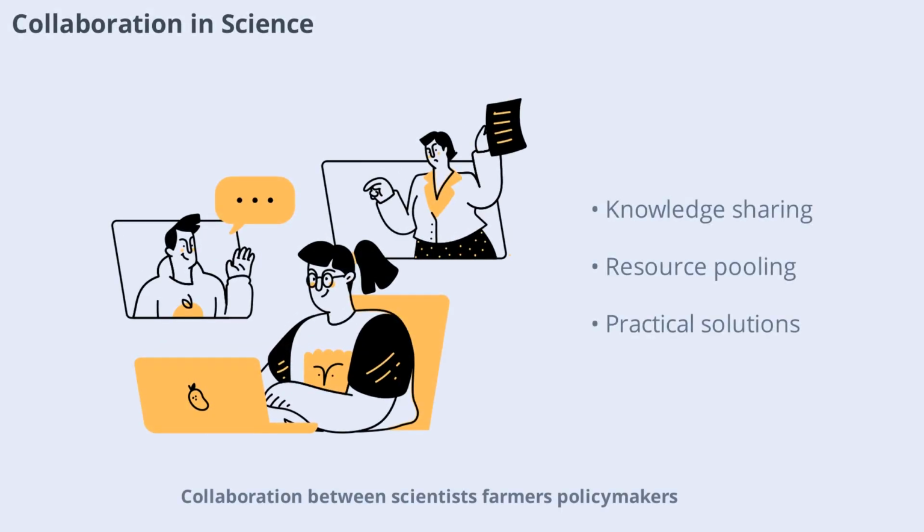Collaboration between scientists, farmers, policymakers, and industry is key to the success of plant genetic engineering. Sharing knowledge and resources accelerates innovation and ensures that solutions are practical and widely adopted. Working together helps address challenges and maximize the benefits of genetic engineering for society.